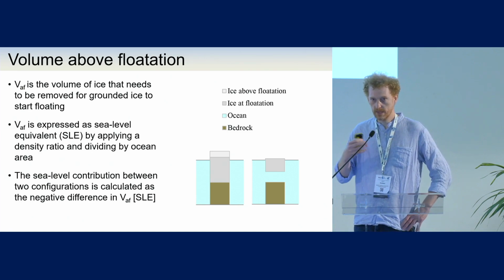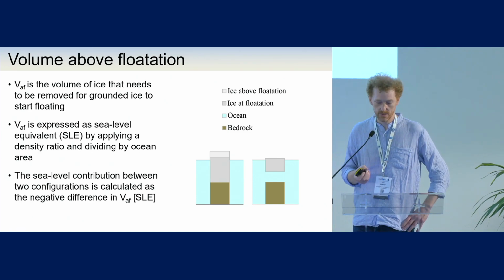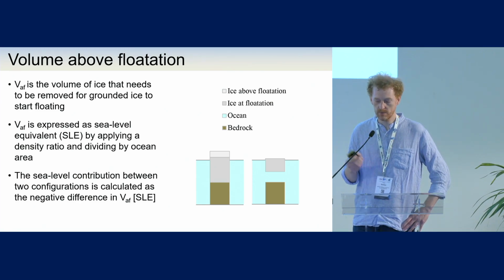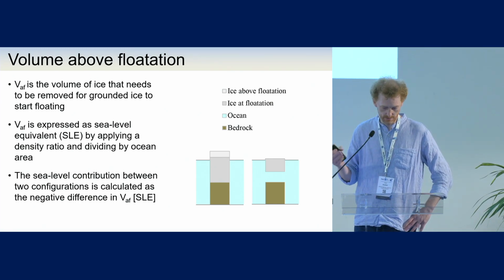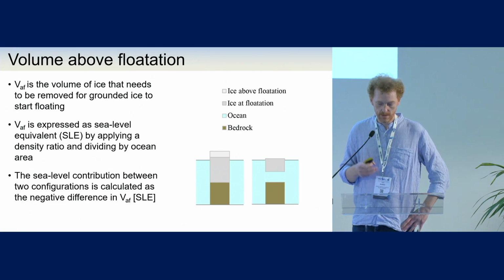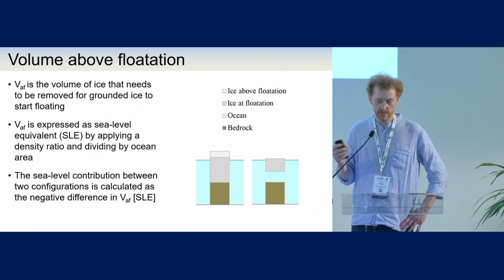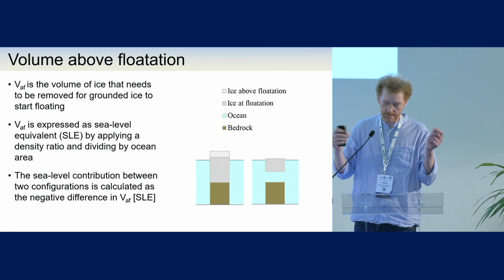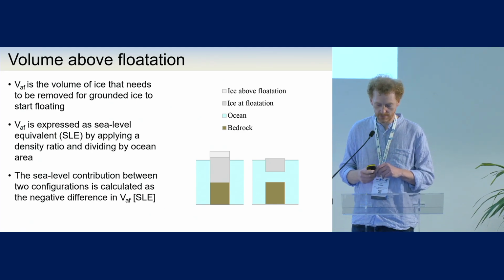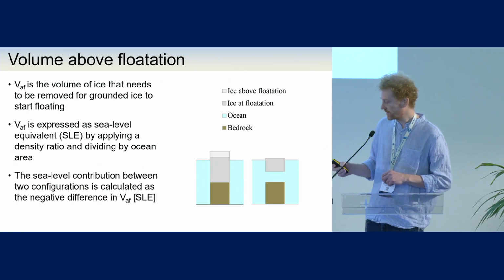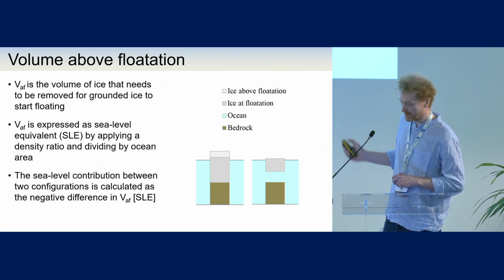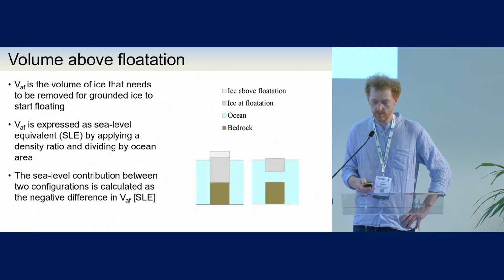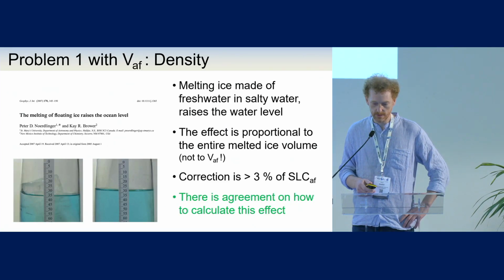Then what we do is we take this volume and convert it into a sea level equivalent by applying a density ratio and dividing by ocean area, which we typically keep constant, in our case anyway. The sea level contribution would then be the negative sea level difference between two different configurations, for instance, moving from this to this configuration here. There are some problems with volume above flotation that I will get to next.